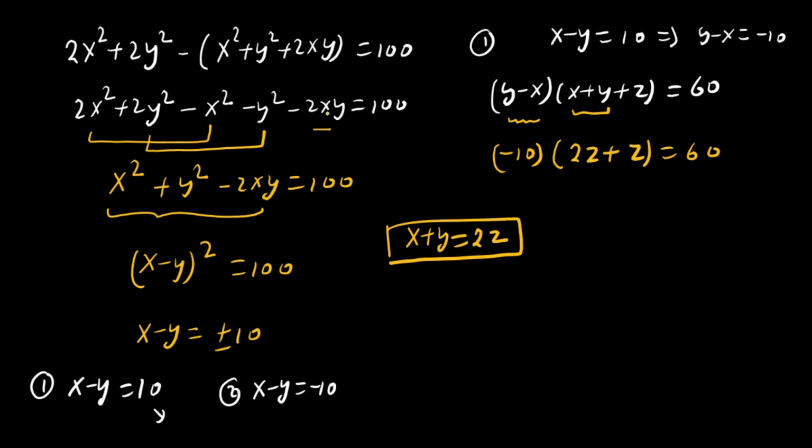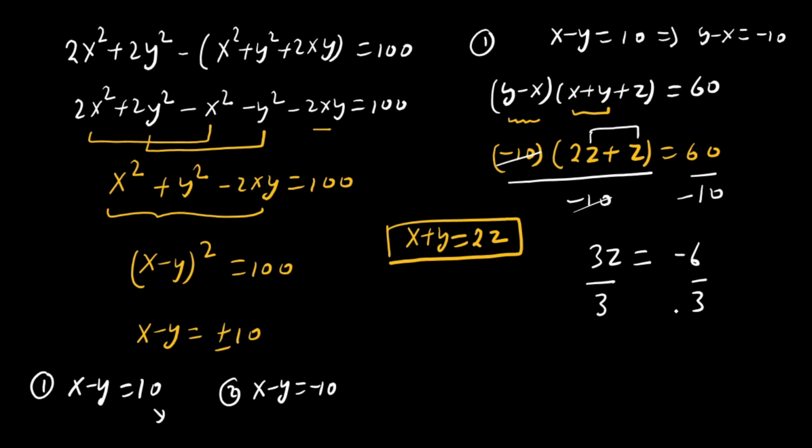Now if we divide both sides by minus 10, then this minus 10 and this minus 10 cancel out. 2 times z plus z, that is 3 times z, and this is equal to 60 divided by minus 10, then we get minus 6. Now if we divide both sides by 3, then this 3 and this 3 cancel out. Then the value of z is minus 6 divided by 3, then we get minus 2.